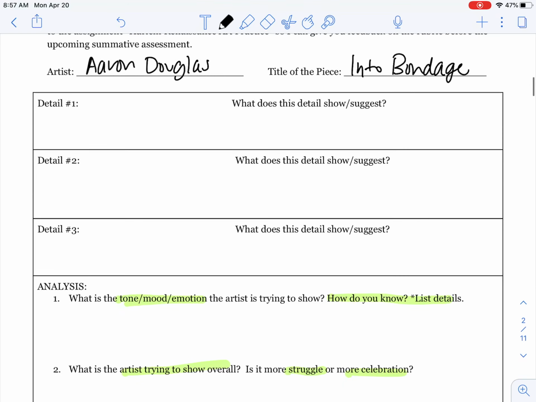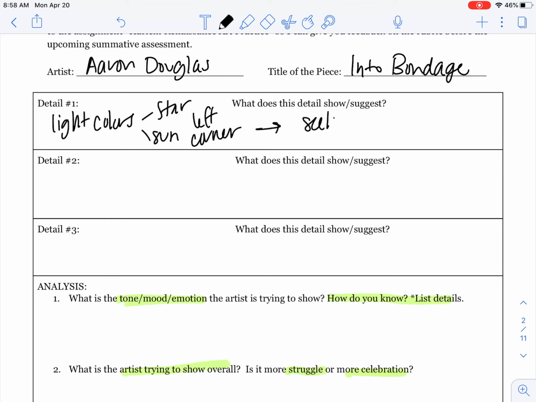Okay. Detail 1 that I noticed is, I'm going to say, the light colors, the star, and that kind of sun shape in the left corner. I think it suggests something about seeking out truth or some sort of safety. Maybe there's a belief that going to this new world, there's some hope that life will be better.